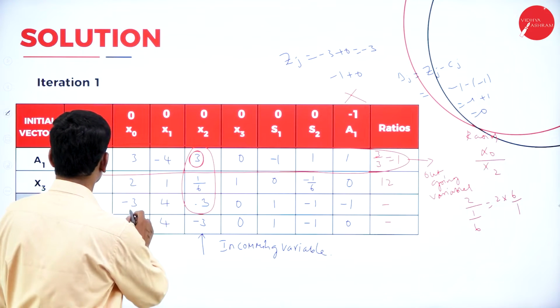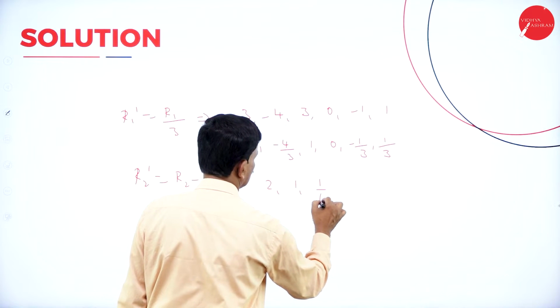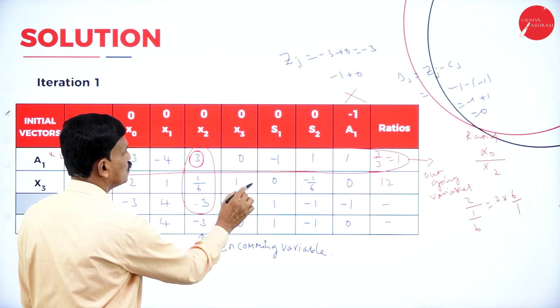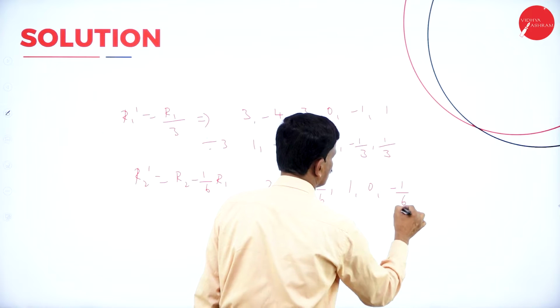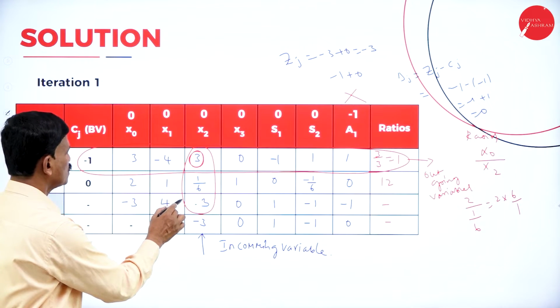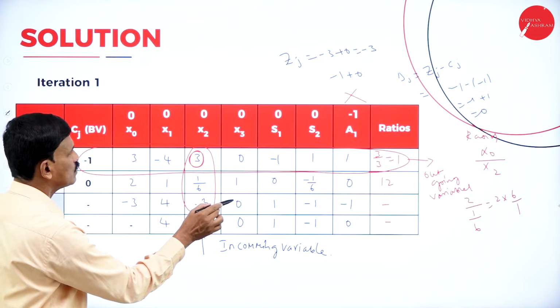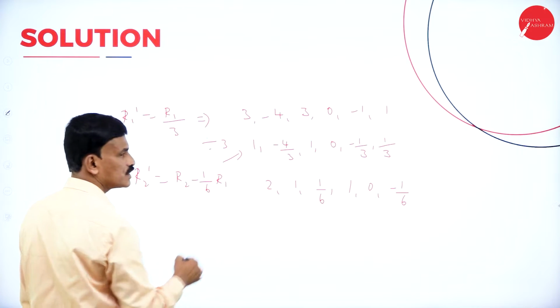What are the elements of R2? 2, 1, 1 by 6, 1, 0, minus 1 by 6. Okay, let me check: 2, 1, 1 by 6, 1, 0, minus 1 by 6. Next, now multiply this with 1 by 6.